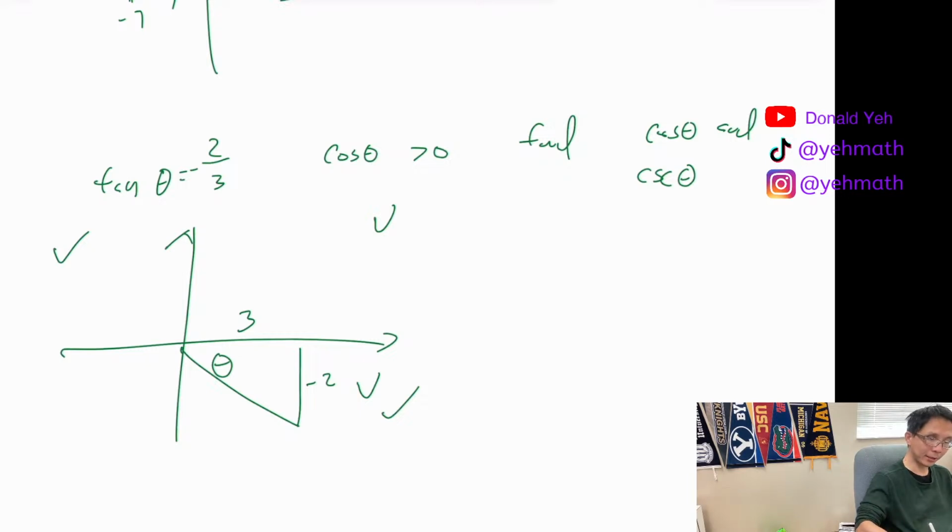What's the third side? Well, square root 13. 9 plus 4. What is cosine theta? Well, cosine theta is equal to 3 over root 13. So you should know how to do this type of question.